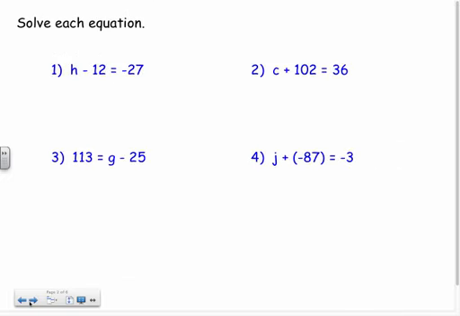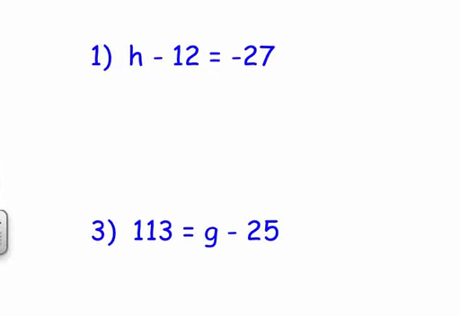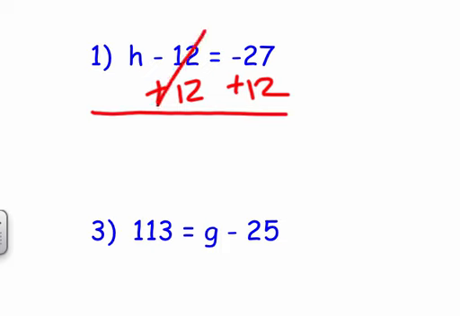So looking at number 1. H minus 12 equals negative 27. So find your variable. It's on the left side of the equal sign. So what I want to do is do the inverse of what's being done to H. Well, right now, we're minusing 12. The inverse would be adding, and we got to do the exact same thing. So instead of minus 12, we're going to add 12. So do the inverse. Whatever I do to one side of the equals, do to the other side of the equal sign.